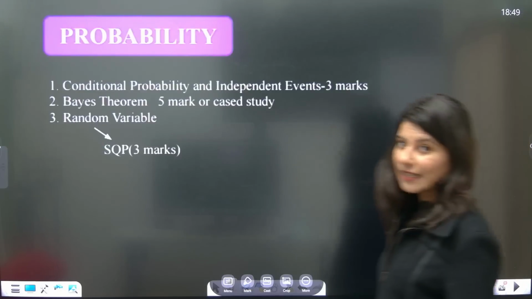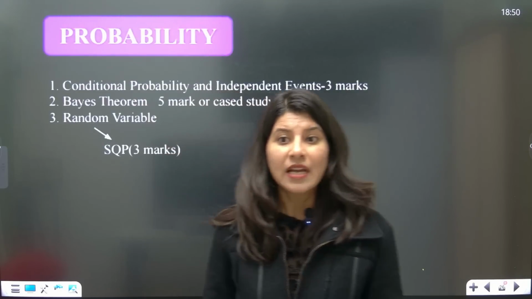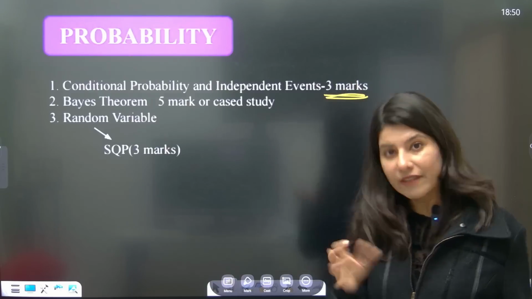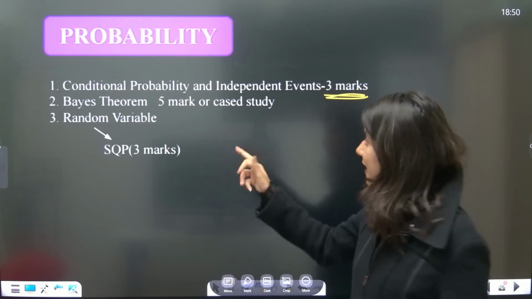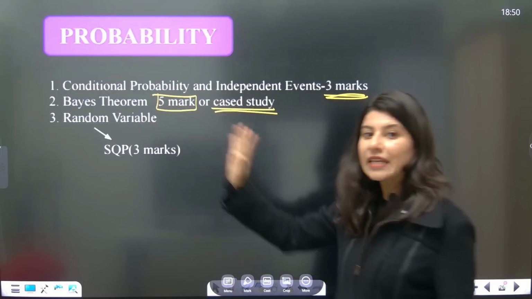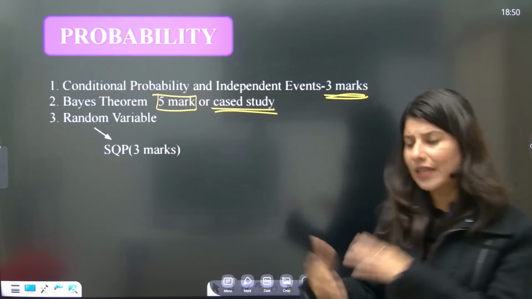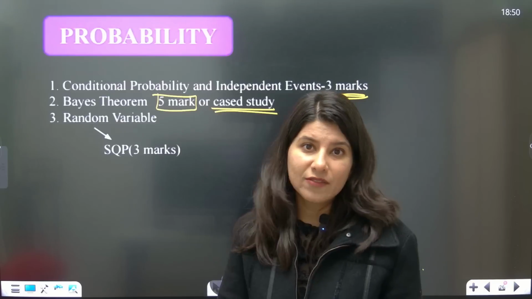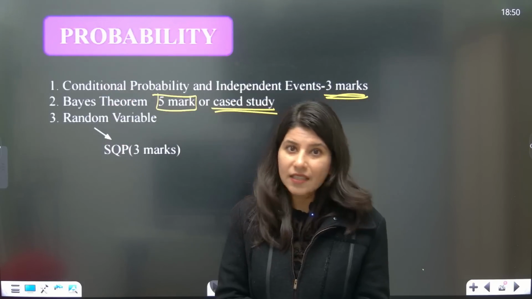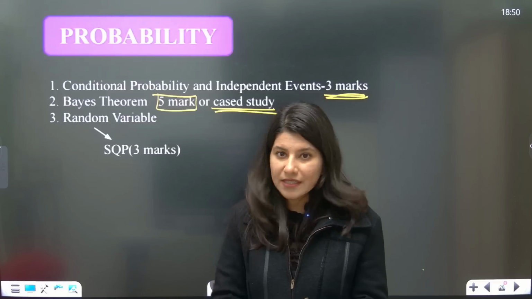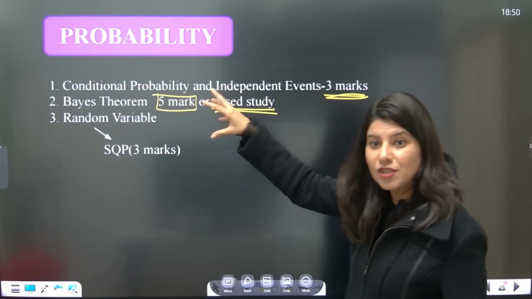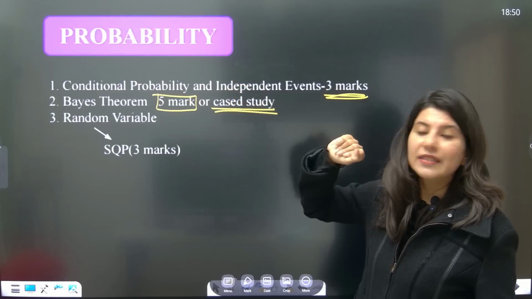And what to study now? This is so obvious, okay? Conditional probability and independent events. They will definitely ask. If not, Bayes theorem they will definitely ask. Or a case study based question they can give from Bayes theorem. I don't know what the topic can be, but a case study based question will be there. It will be from either conditional or independent or Bayes theorem or random variable. So a case study based question, high chances from probability will be there.